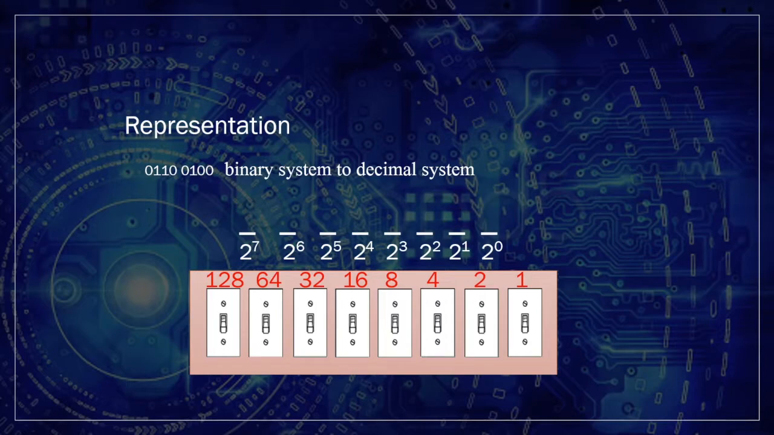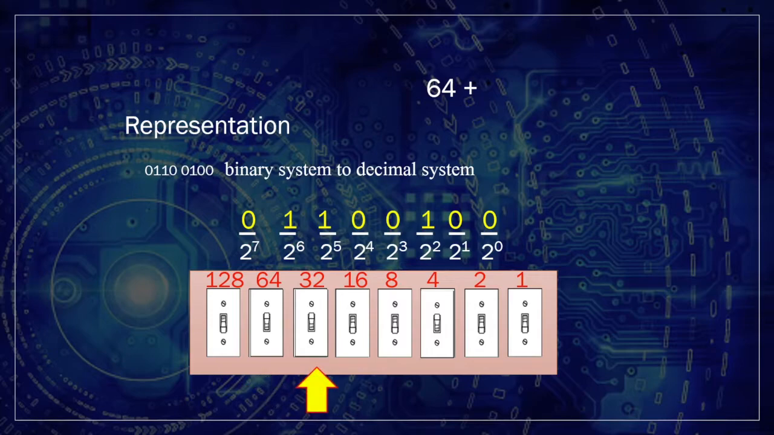We can see that the second leftmost switch is on, and it has the number 64. Let's keep 64 with us. Next, we see that the third leftmost switch is also on, which is the number 32. So let's add 32 to 64, which gives us 96.